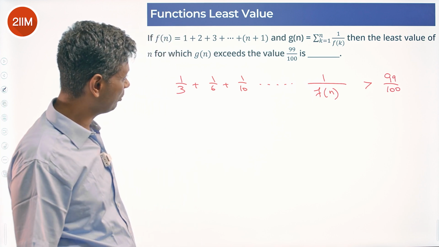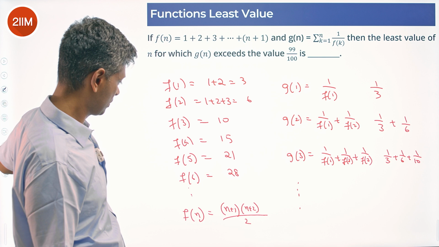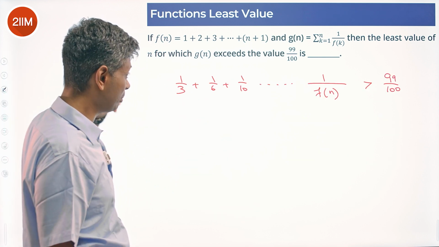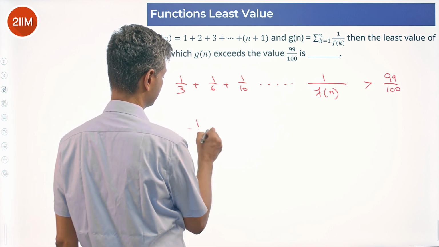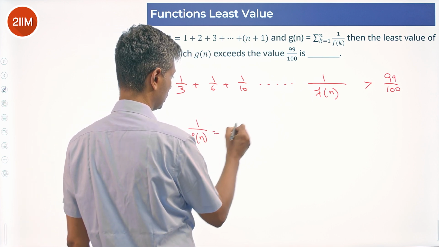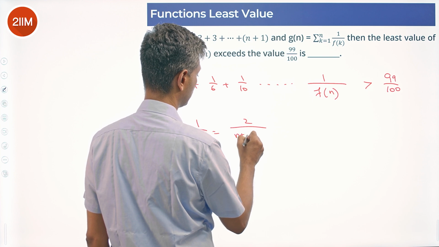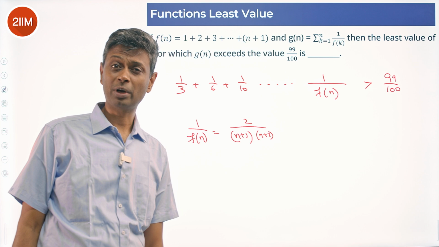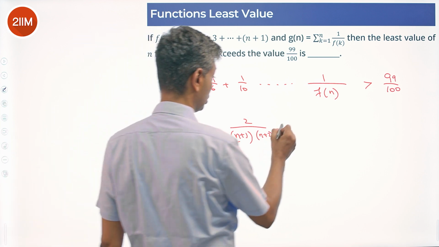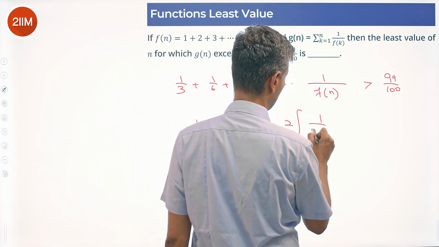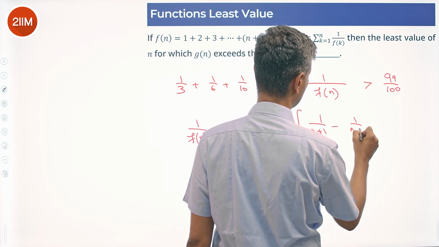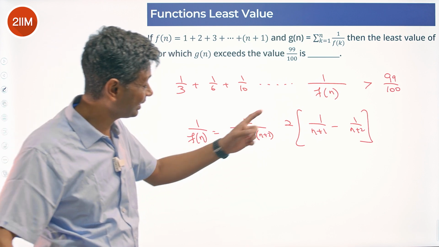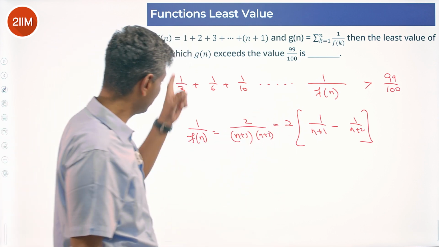F of n is (n plus 1)(n plus 2) by 2. So 1 by f of n, I'm going to simplify that: 2 by (n plus 1) into (n plus 2). Now I know I can break this into partial fractions. I know this is now 2 times (1 by n plus 1 minus 1 by n plus 2). I'm done, because the moment I write it like this, I can simplify this.